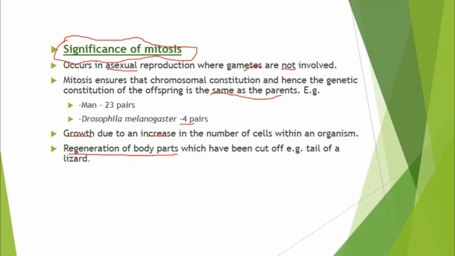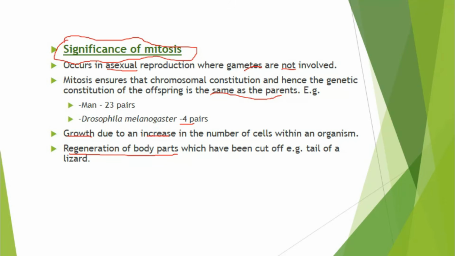We have significance of mitosis. Having talked about mitosis, stages of mitosis, then you need to talk about significance, that is the importance of mitosis. One, it occurs in asexual reproduction, whereby gametes are not involved. Instead, a mature organism divides into new organisms. Then mitosis also ensures that chromosomal constitution and hence the genetic constitution of the offspring is the same as the parent cell.